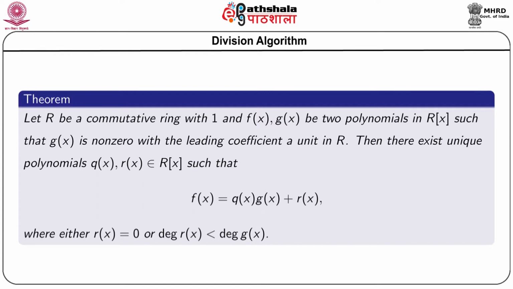That is why we need to assume that the leading coefficient of g must be a unit, so that it can divide every element of R and we can perform division algorithm for dividing any polynomial f(x) by g(x). Thus, the formal statement becomes: if f(x) and g(x) are two polynomials with leading coefficient of g(x) a unit in R, then division algorithm states that there exist unique polynomials q(x) and r(x) over R such that f(x) = q(x)g(x) + r(x), where either r(x) is the zero polynomial, or if r(x) is non-zero, then the degree of r(x) must be less than degree of g(x).